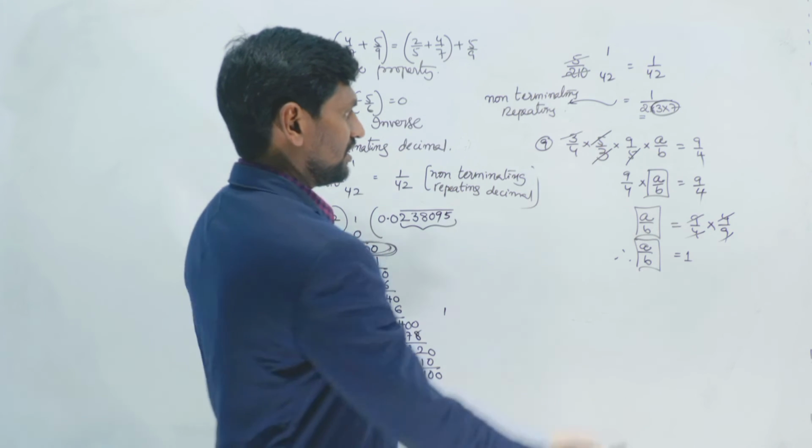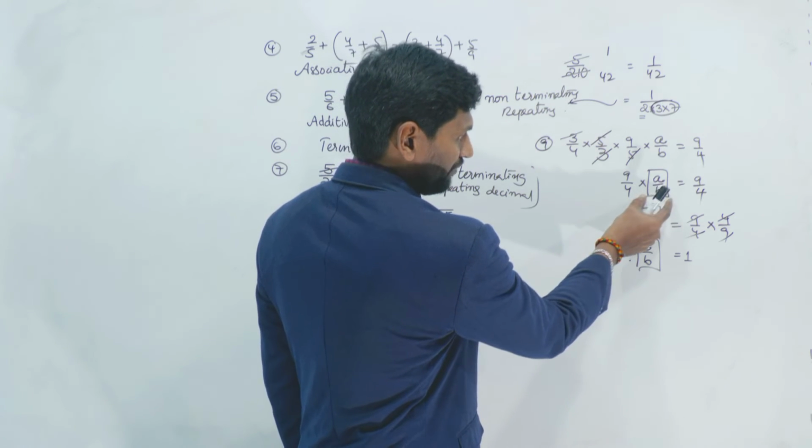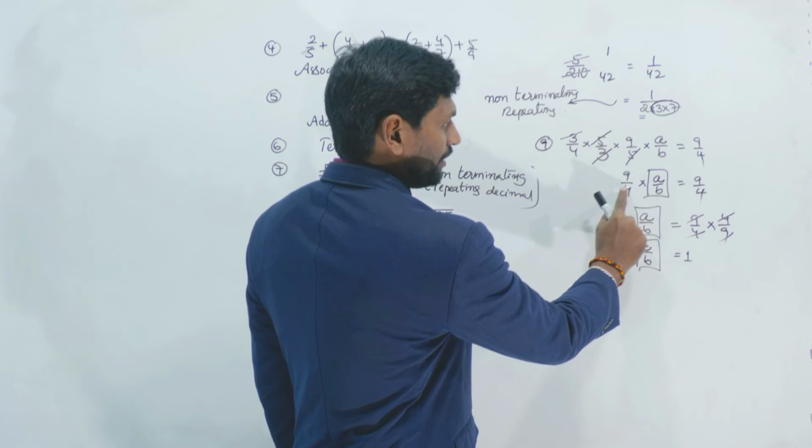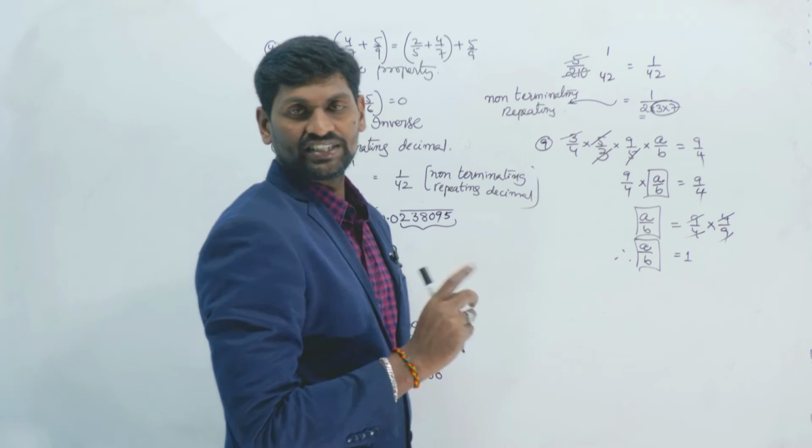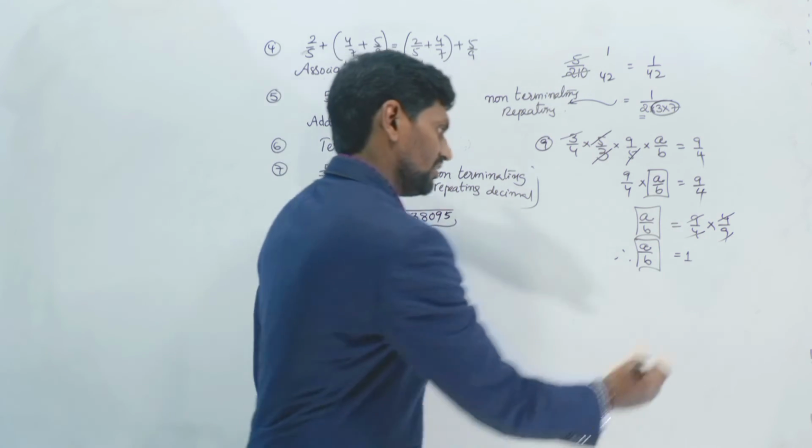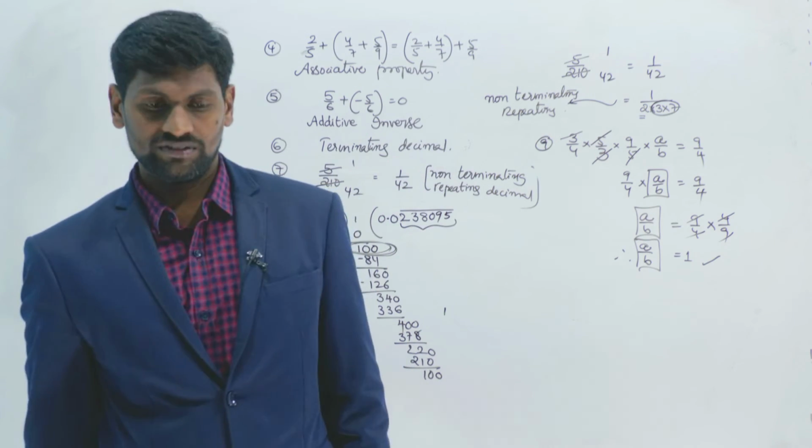Or else, in place of a by b, think it is 1. 9 by 4 into 1 is 9 by 4. It is satisfying the equation, right? Yes. The a by b value is 1.